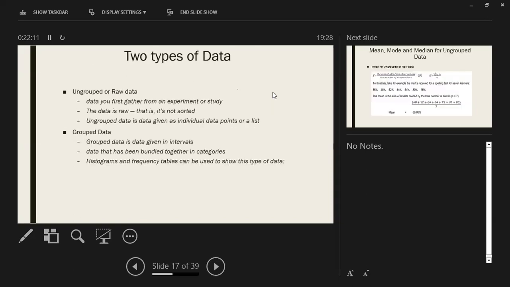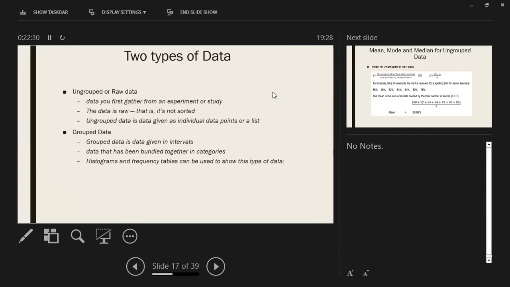Before we start to show you the different types of formulas that are used for these measures of central tendency, what you need to understand is that data is divided into two types. Just a recap, because I explained this last week.